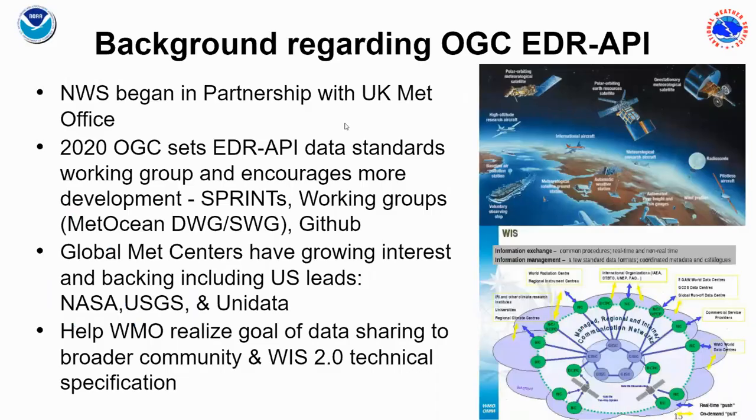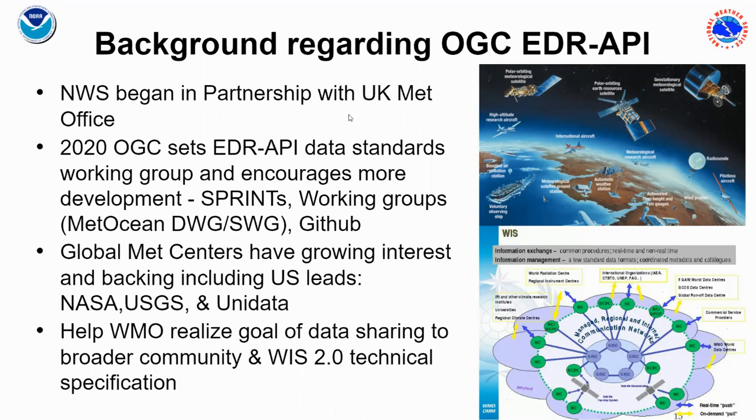So just a quick background with the OGC from the perspective of the National Weather Service. The NWS began a partnership with the UK Met Office several years ago. In 2020, the OGC set up the Environmental Data Retrieval API Standard Working Group. And the OGC is starting to come out with not only the EDR API, but many other APIs as well. They're supposed to work together as building blocks, so you can have one API as a data source, have a process API interact with that data, and so on. So it's a really cool new approach to how we interact with data, and having a standard set aside for that as well. So they've been encouraging sprints, working groups, and obviously the use of GitHub and so on.